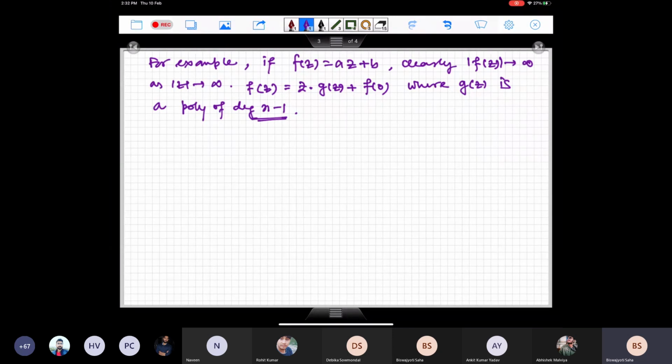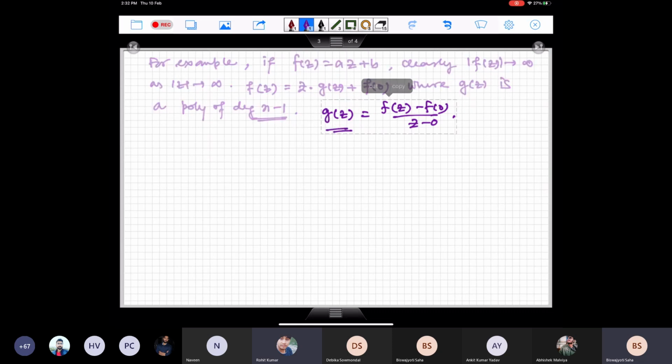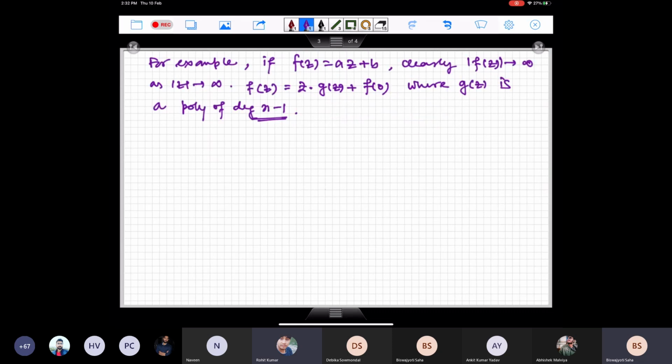And now why did I write like this? I wrote it like this because I can see that g of z is nothing but f of z minus f of 0 divided by z minus 0. So this is my g function. Okay, and of course g is a polynomial, and it is of degree n minus 1.